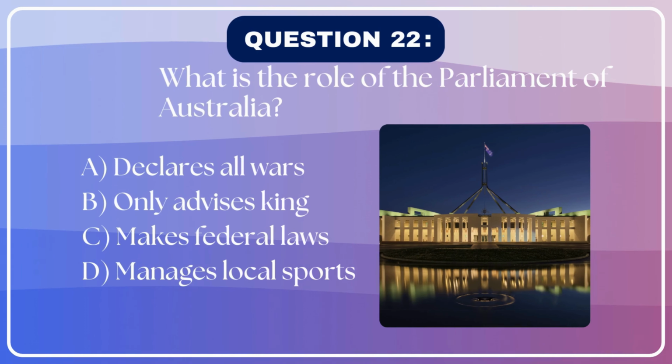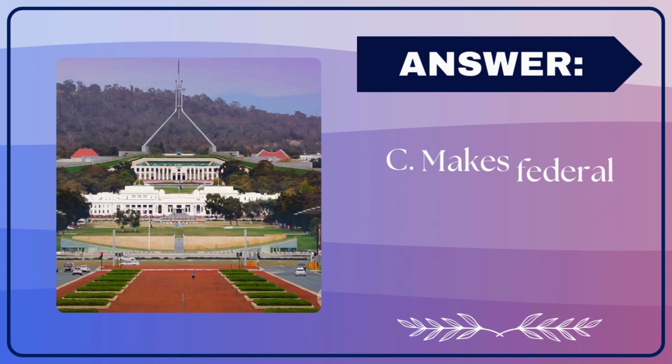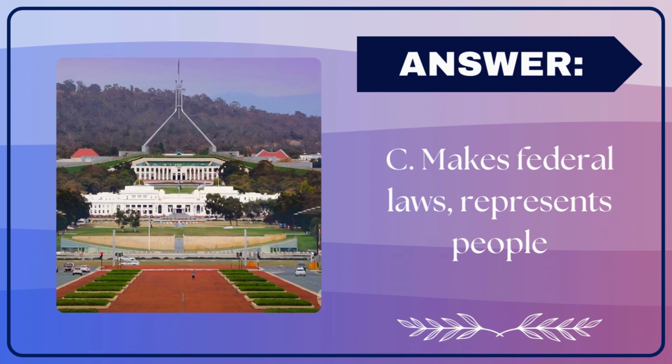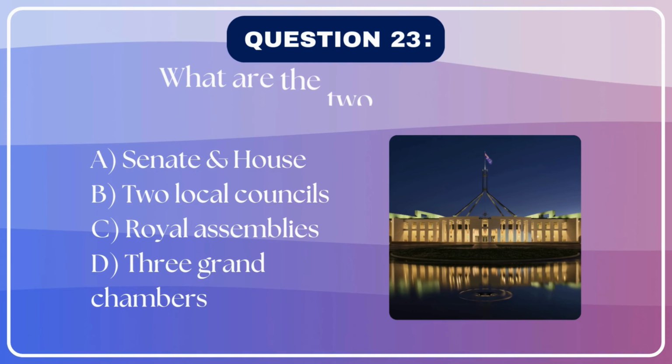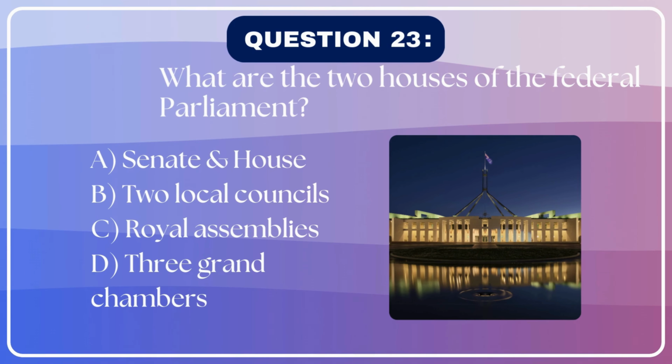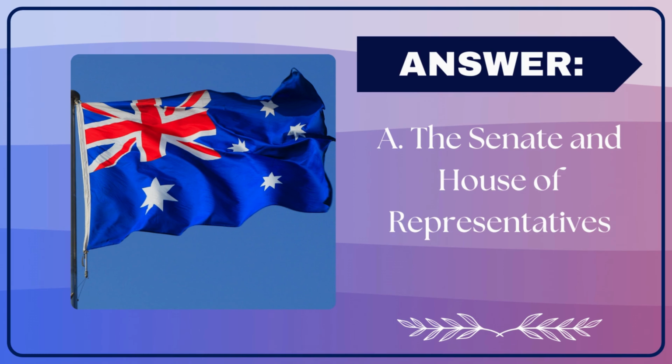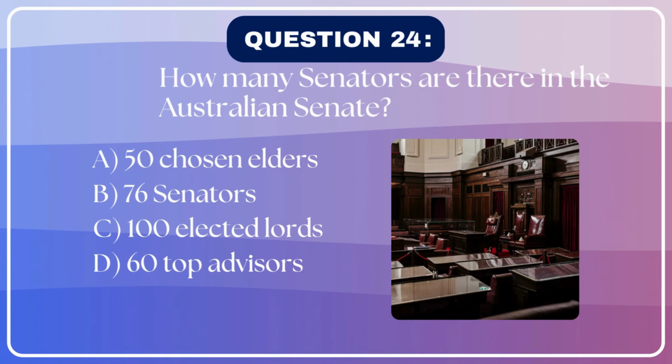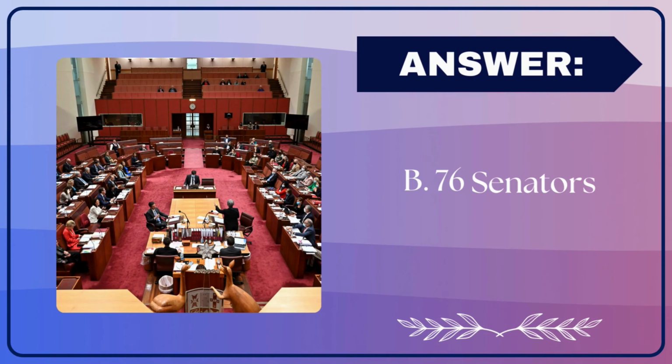What is the role of the Parliament of Australia? Makes federal laws, represents the people, oversees the government. What are the two houses of the federal parliament? The Senate and the House of Representatives. How many senators are there in the Australian Senate? 76 senators.